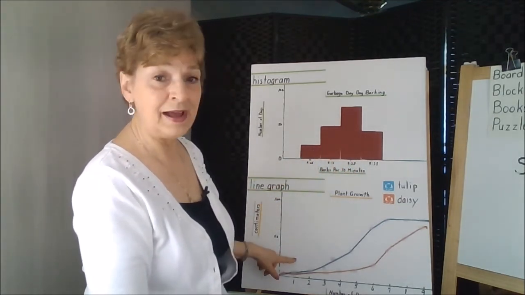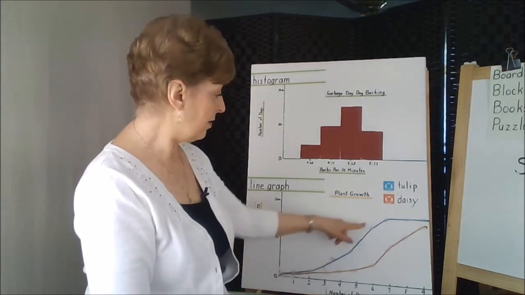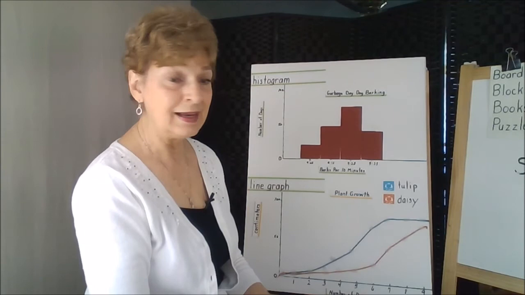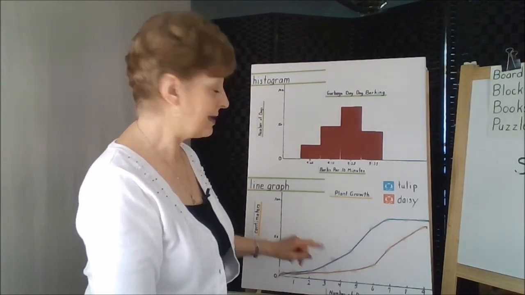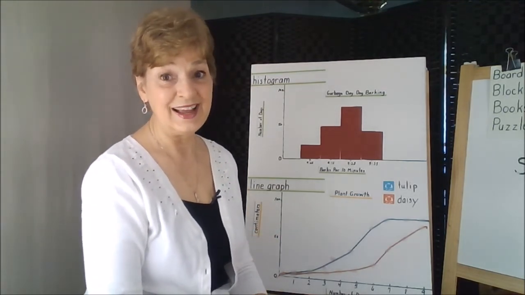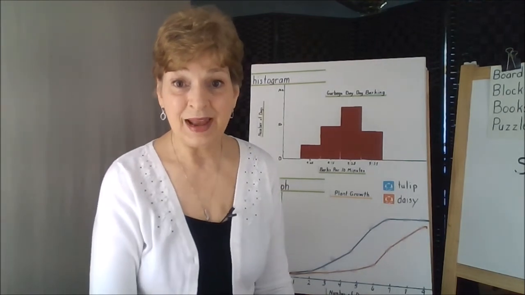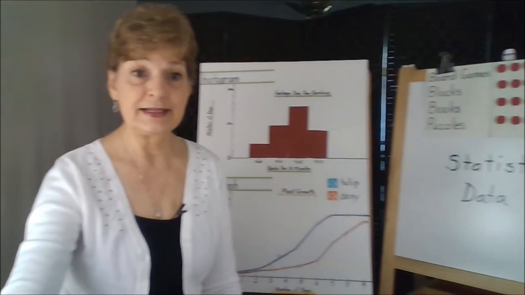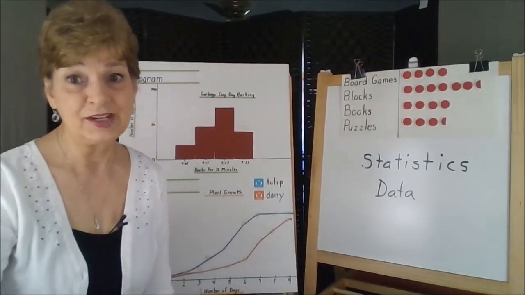And a line graph shows either one or more lines depending on what data we're tracking. This is an example of a line graph. As you can see, there are many ways for you to be creative with the statistics, the data that you've collected.